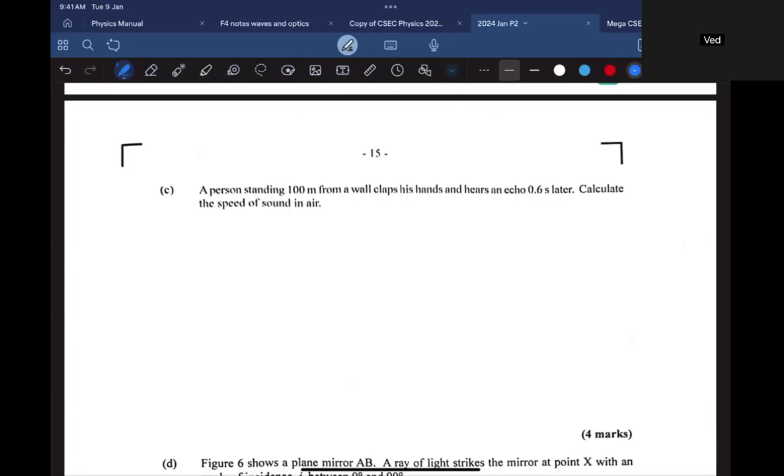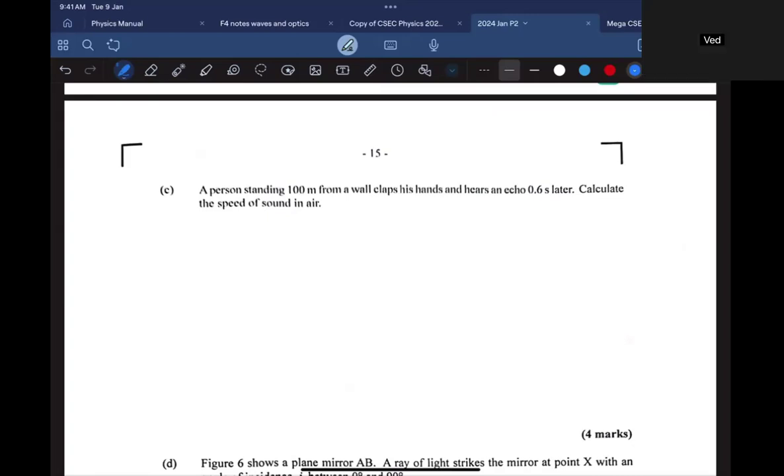A person standing 100 meters from a wall claps, and hears an echo 0.6 seconds later. Calculate the speed. If you're going to the wall and back, then it'll have to be twice the distance. So that's 200 meters.